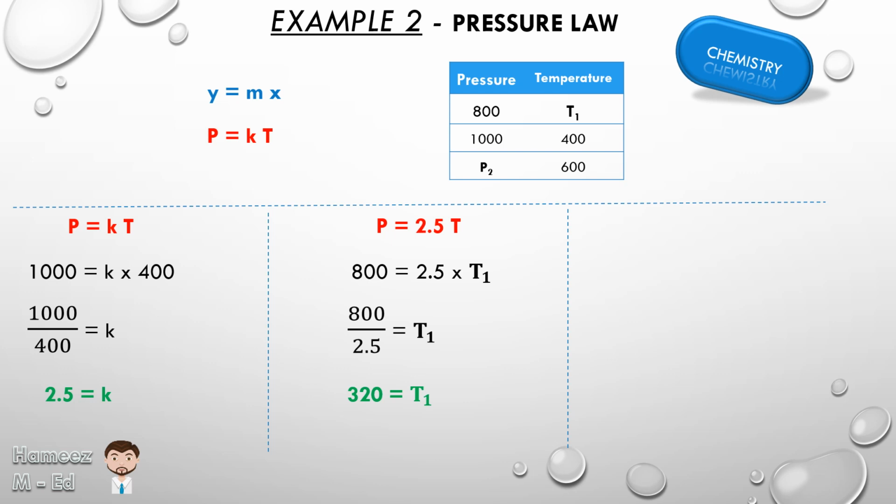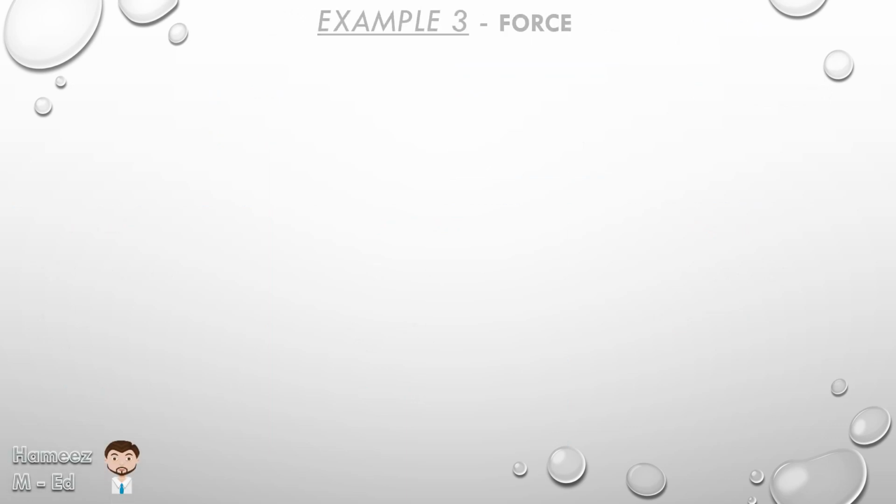And finally, P is equal to 2.5T, and we can find P2. So P2 is equal to 2.5 times 600, which works out to be 1500, just as we did in the graphical method.